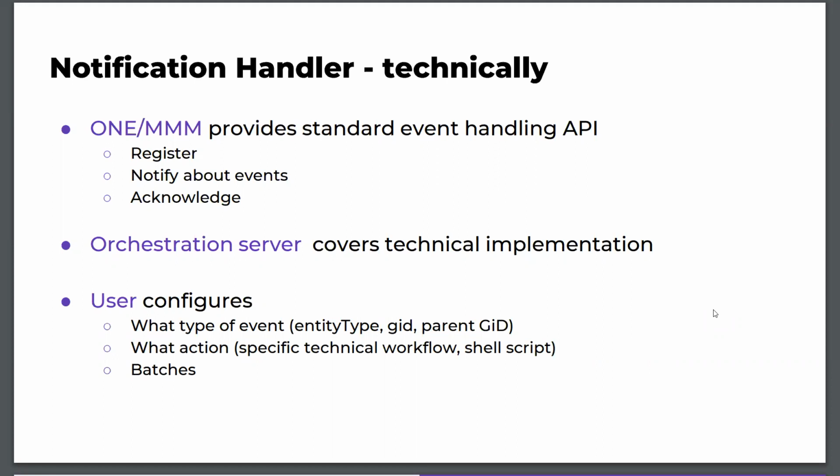So as a user, I only provide a small configuration. I say which type of event I want to catch. So it can be that my term was created, or I can say that I care only about a specific catalog item identified by its ID, or a specific parent and changes on its children. Then I decide which action to take. So typically triggering a technical workflow. And I provide a parameterization for batching, so how many events will be part of one reaction process. And that's it.